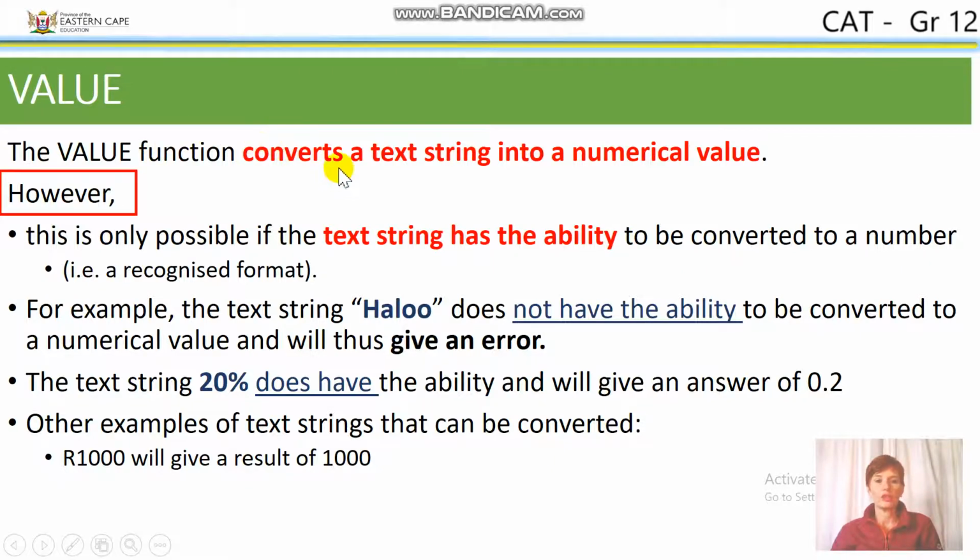So the VALUE function converts a text string into a numerical value, but there's a however here, a but. This is only possible if the text string has the ability to be converted to a number, if it's in a recognized format. For example, you cannot take the word hello. It does not have the ability to be converted to a numerical value, and thus it gives an error message. So if we try and convert a word to a number, we'll get an error message. But 20%, for example, does have the ability. It will give you 0.2. Other examples would be like 100,000 Rand would be converted to 100000.